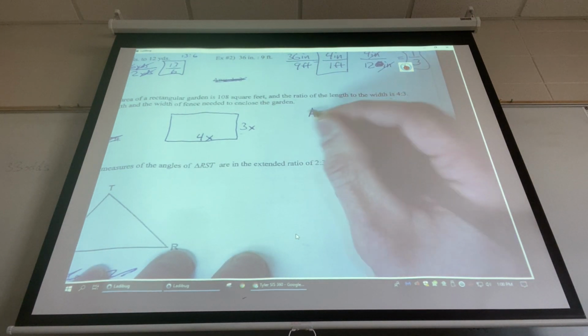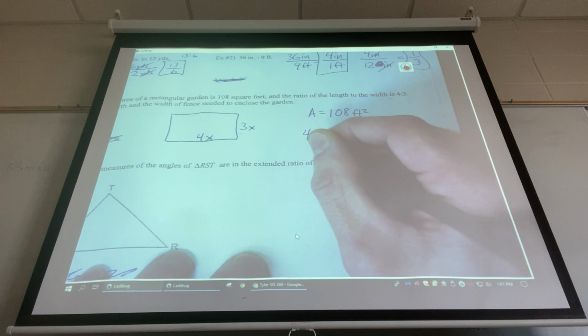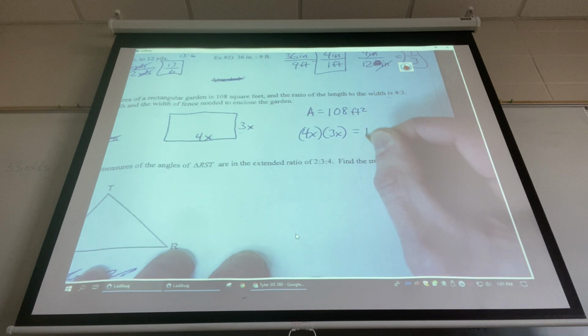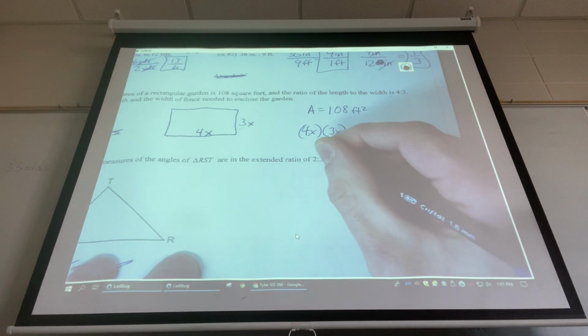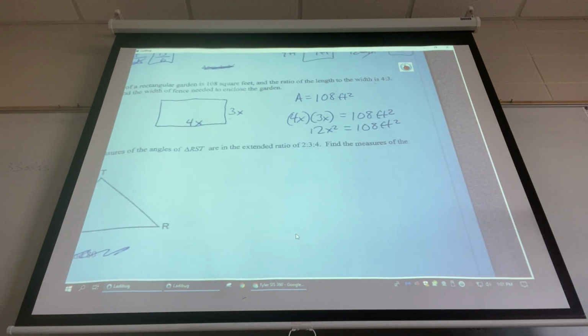To get the area, area is equal to length times width, and we're told the area is 108 feet squared. So what is 4x times 3x? 12x squared. And you get 9 feet. And then how did you go about solving it? Divide by 12.